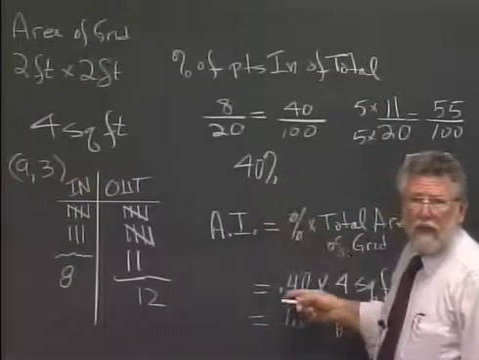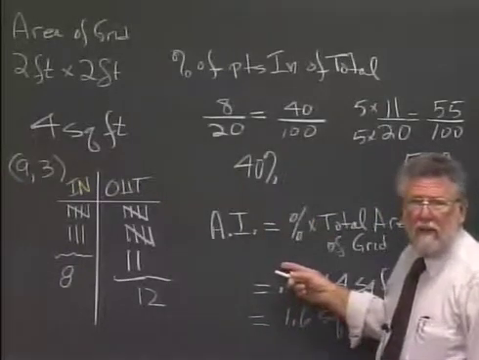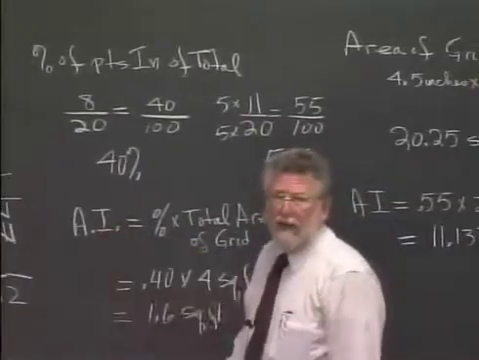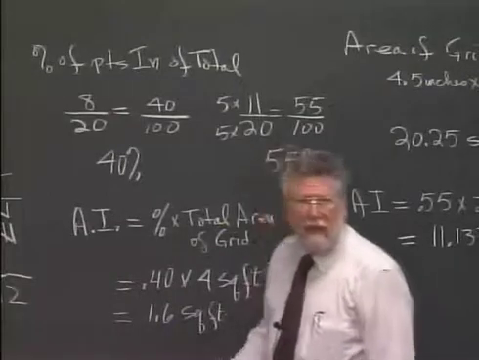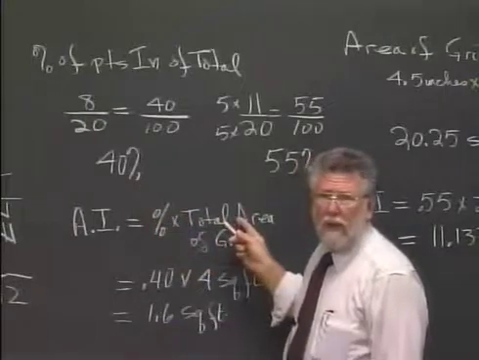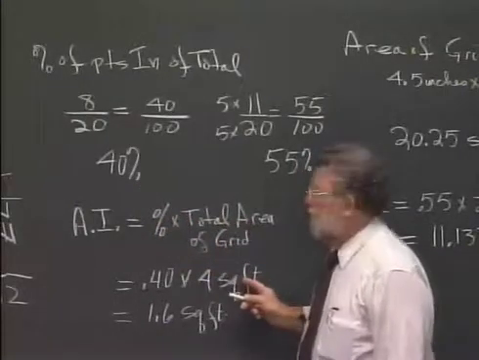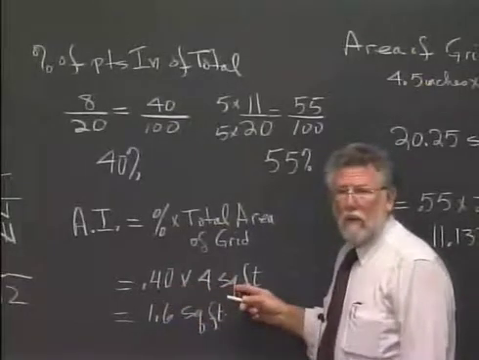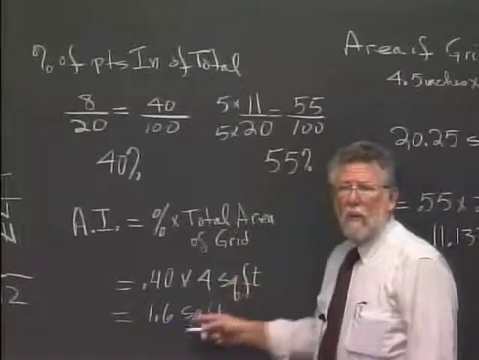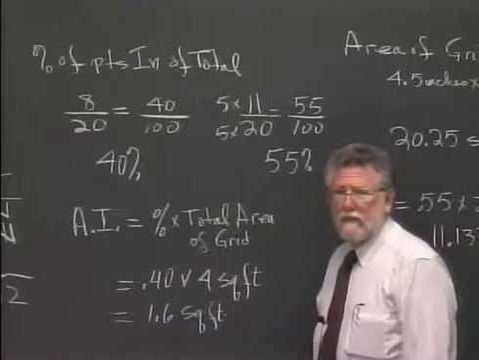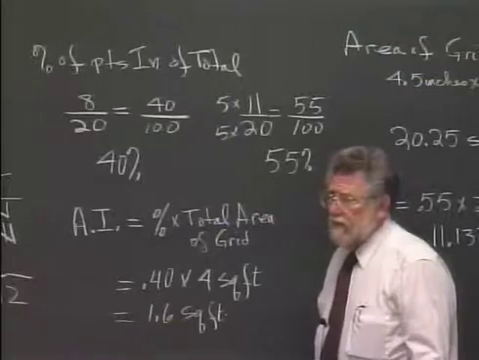So the argument is that the area inside, and we can just slide a little bit more now, panning just a little bit more. The AI, area inside, that's not artificial intelligence again. The area inside is the percent, which was 40. The total area, we said that was 4 square feet. So I simply multiply 0.40 times 4 square feet and get what? 1.6 square feet.